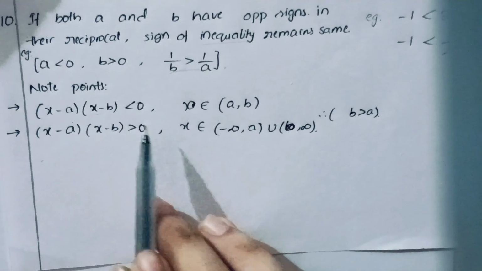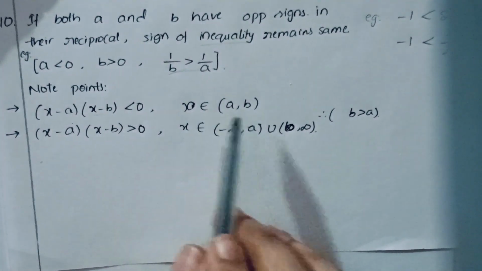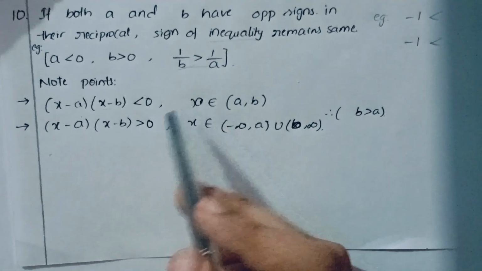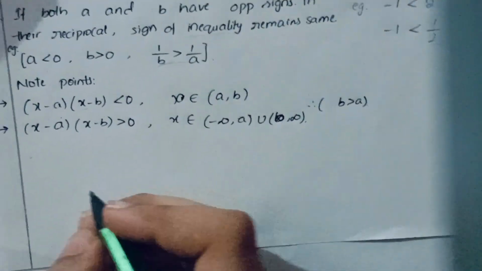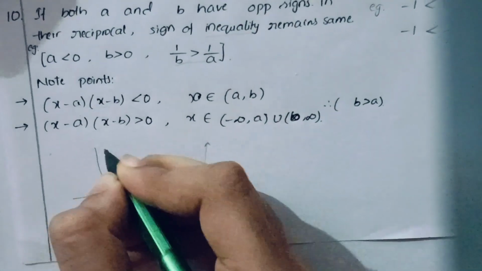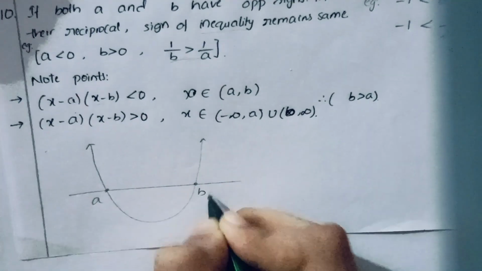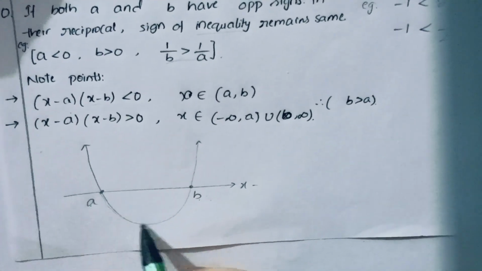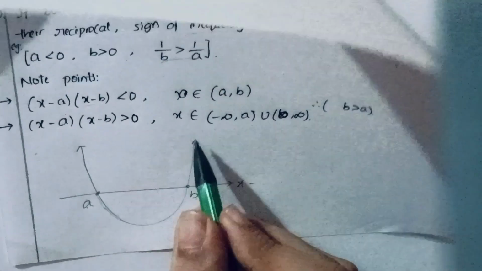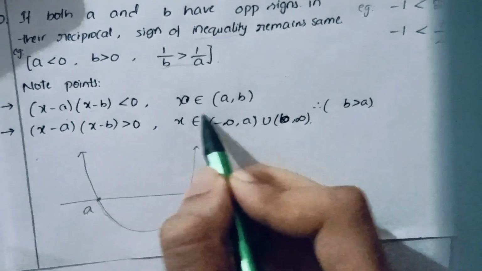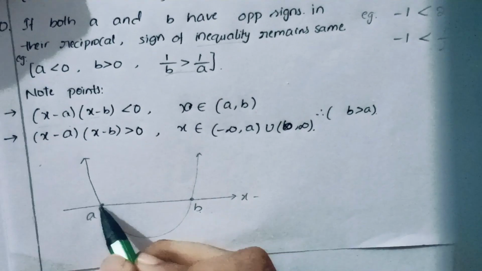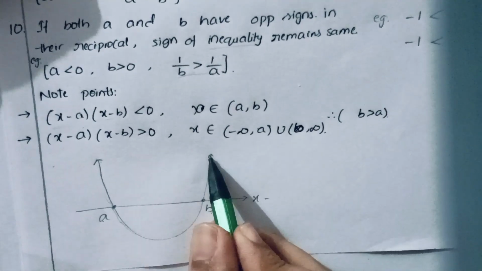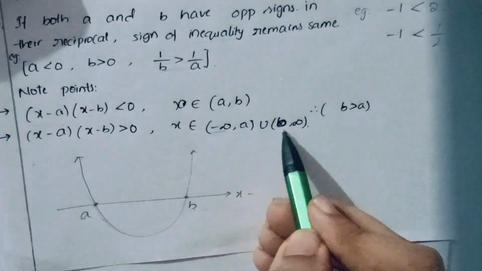Many people confuse between these points, like if it's less than 0, then x belongs to a comma b, or minus infinity to a union b to infinity. Many questions go wrong because of this. So to remember this, a small graph is required. The graph of a quadratic equation is a parabola, and these points are the roots, right? So let's think this is a and this is b. This is the x-axis, right? Therefore, the part below is less than 0 and the part above is greater than 0. So here x belongs to a comma b for less than 0, this part. Next, if it's greater than 0, the upper part, we can see it tends to infinity and minus infinity. So minus infinity to a and b to infinity, simple.